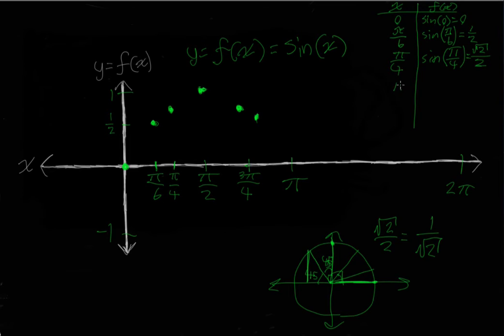So let's do pi. The sine of pi is equal to 0. All right. You probably know that one. If you don't, you can just look on the unit circle. It's going to give a y-coordinate of 0. All right. So now we kind of have 0 to pi, but I want to go all the way to 2 pi.